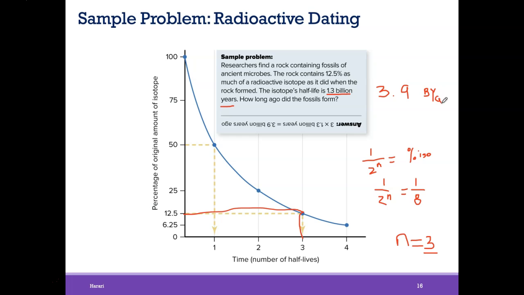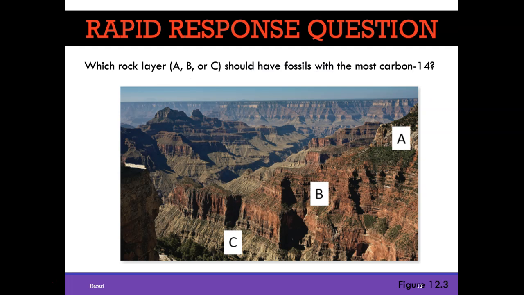And that stands for billion years ago, if I didn't say that already. Right, so we multiply 3 half-lives times 1.3. So pause here and try to answer this question. Which rock layer should have fossils with the most carbon-14? And the answer is A. Right, because fossils up here died more recently, and those would have the most carbon-14.